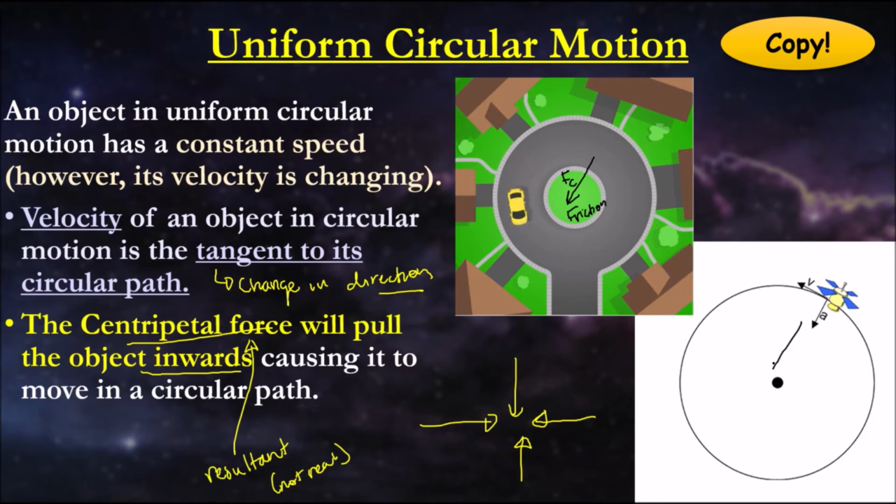What about a satellite? Okay, it is experiencing a centripetal force, but the thing that causes the satellite to rotate around, let's say, our planet, is actually gravitational force. So this is what I mean by centripetal force. It's a resultant force. It's not actually real.